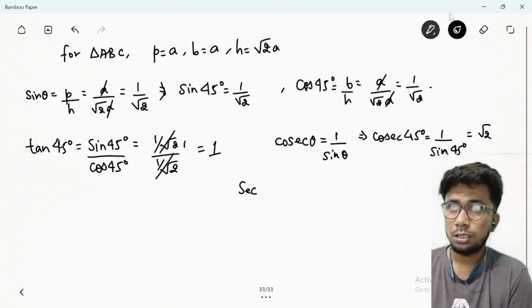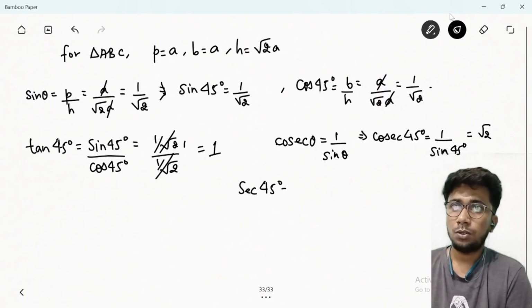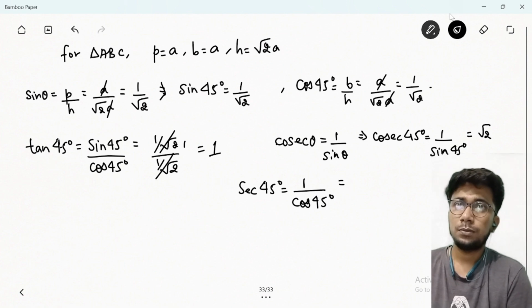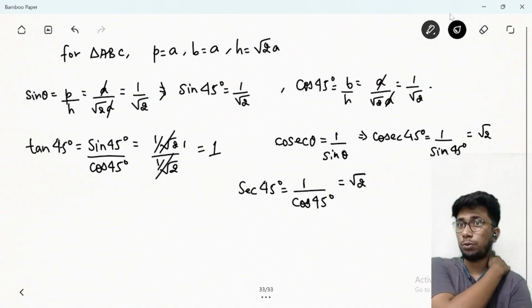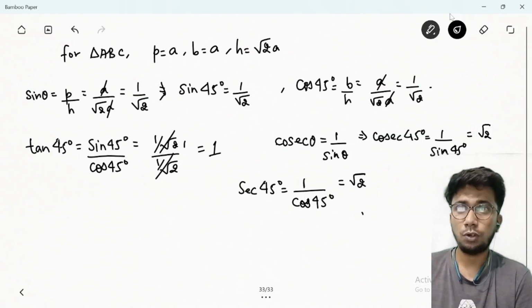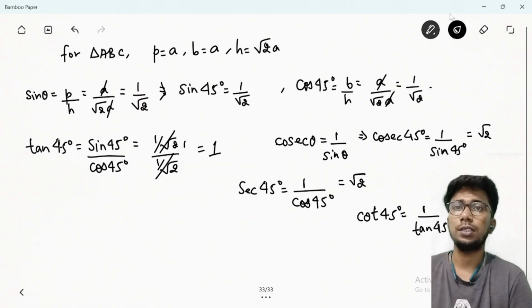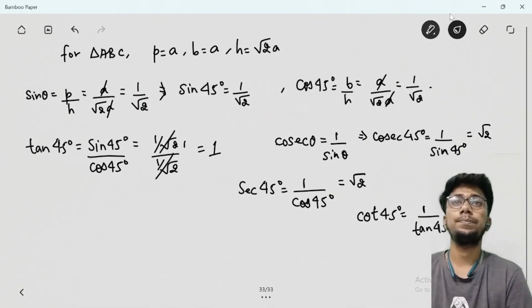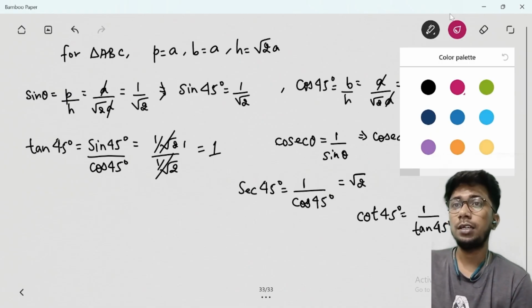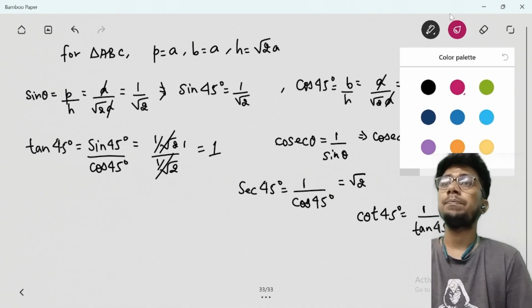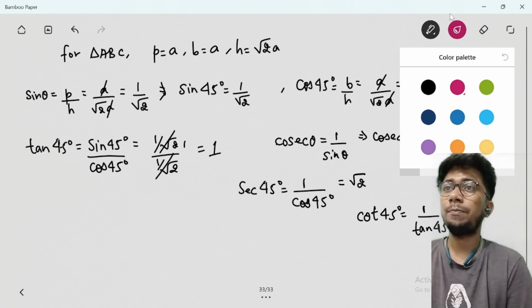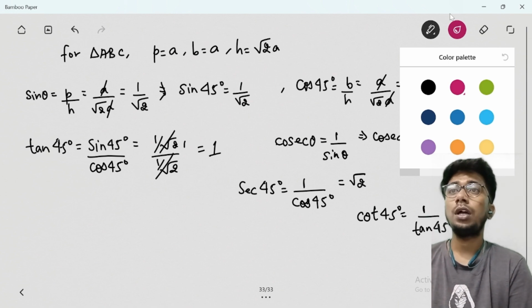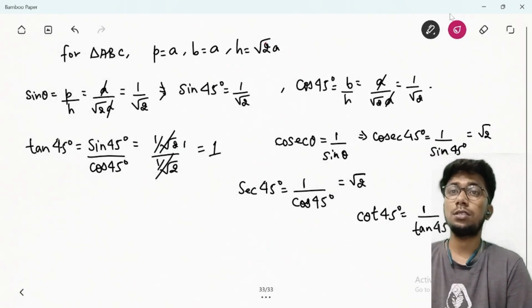Similarly, sec 45 is equal to 1 upon cos 45. This will also give you root 2, since cos 45 is also 1 upon root 2, and cot 45 is 1 upon tan 45, and since tan 45 is 1, so cot 45 will also be 1. फाइन. इसे हम ऐसे भी कैलकुलेट कर सकते थे, जैसे cosec थीटा क्या होता है, दिस इज h अपॉन p. सो यहाँ h की वैल्यू हम रूट 2a लेते, p की वैल्यू a लेते, एंड देन वी वुड हैव कैलकुलेटेड द रेशियो, एंड इट वुड आल्सो बी सेम, दैट इज रूट 2.